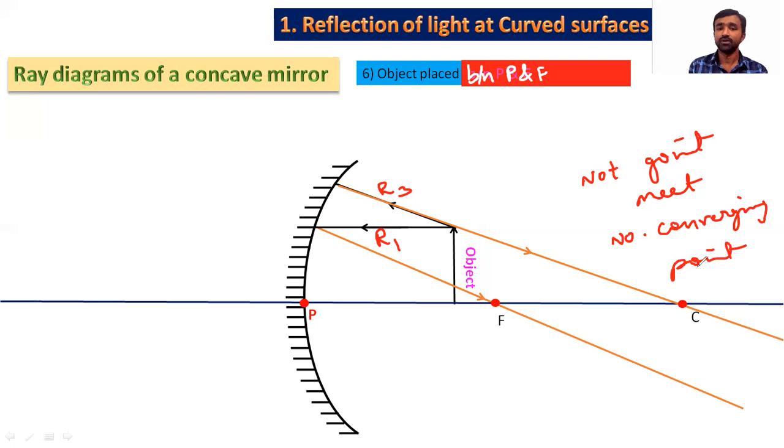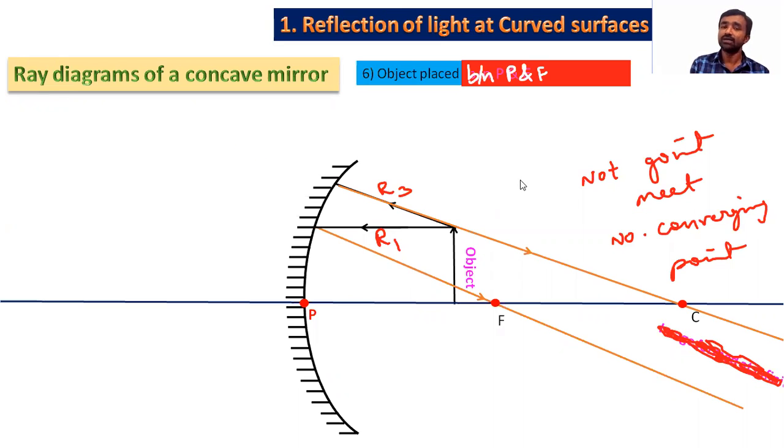Any other? If you are not getting the converging point, try to obtain the diverging point. Why? By drawing the backward rays behind the mirror. Go behind the mirror. So I'm moving behind the mirror. Image is not formed in this case in front of the mirror, not at infinity. Image is not formed in front of the mirror in this case, right? Then we are moving behind the mirror.